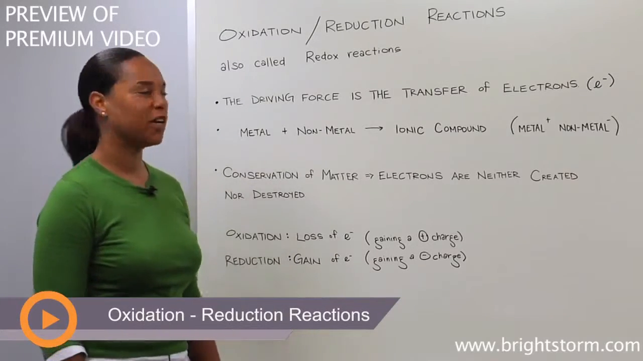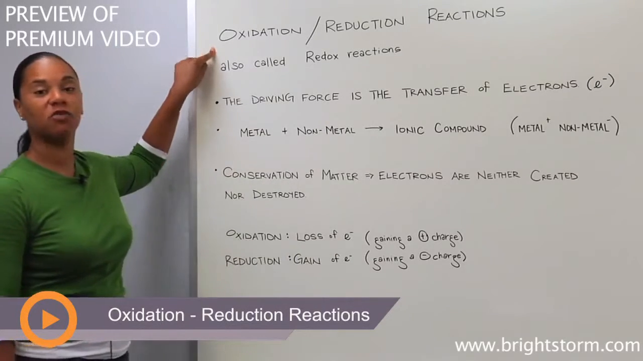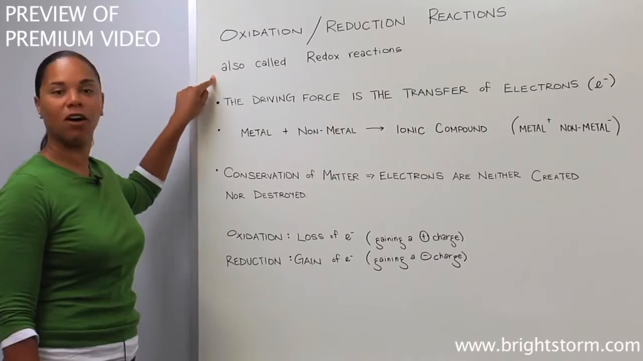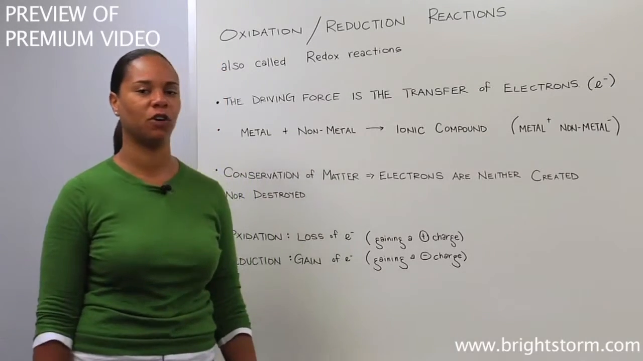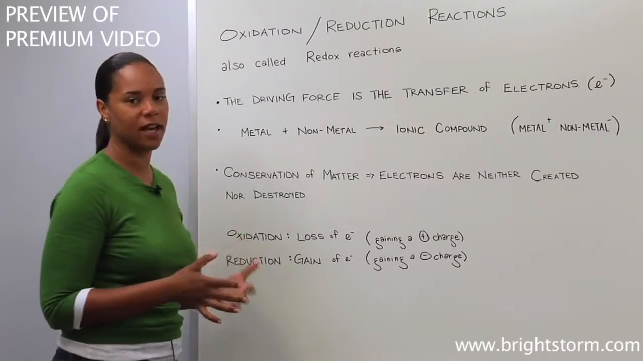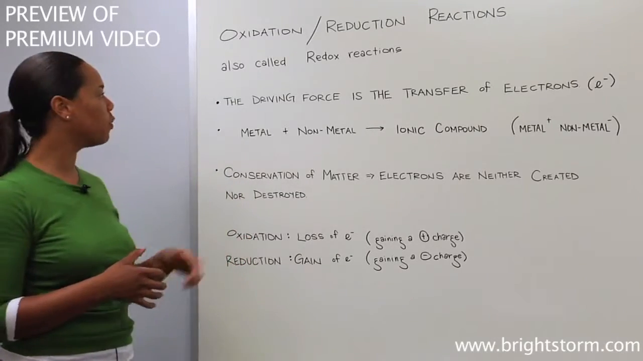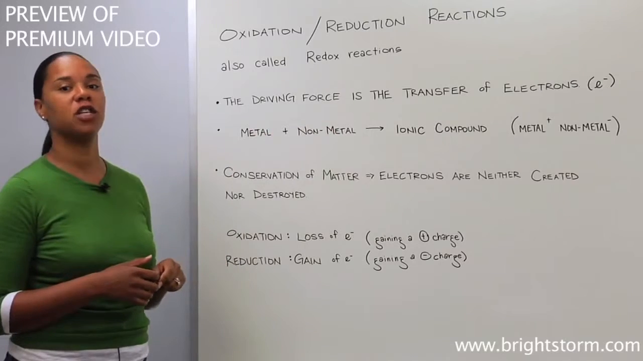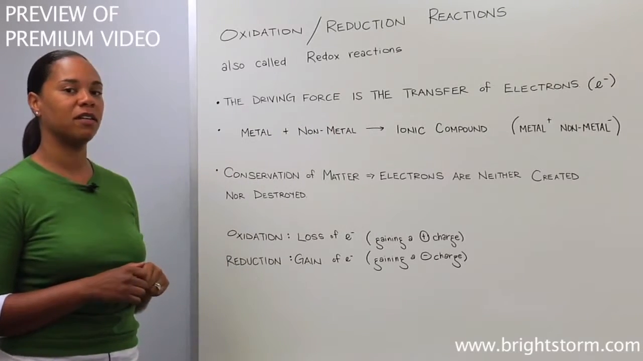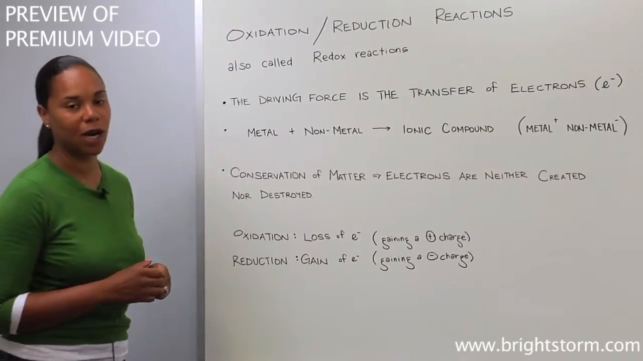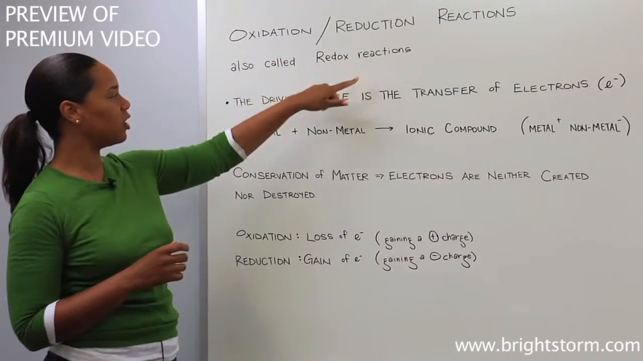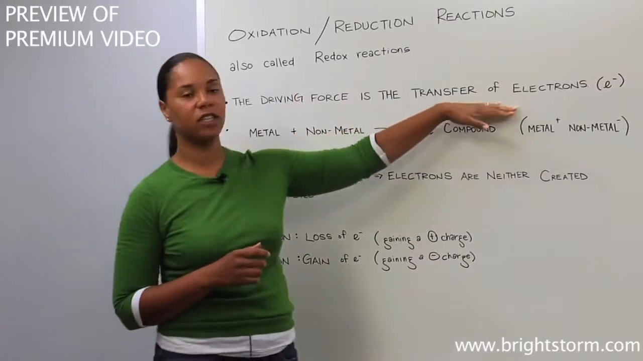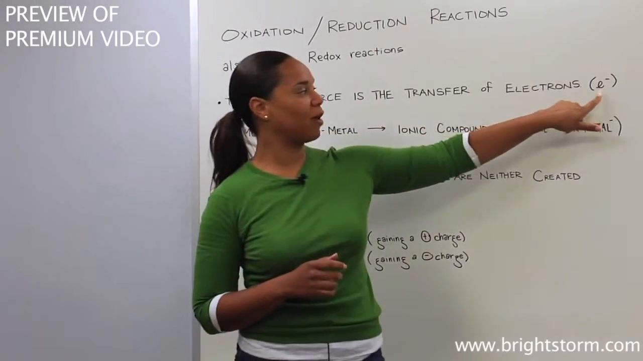Hi guys, so we're here talking about oxidation reduction reactions, which are also called redox reactions. You might recall that you've learned about other types of reactions, say a precipitate reaction for which the driving force is formation of a precipitate, or perhaps an acid-base reaction for which the driving force is formation of water. With an oxidation reduction reaction, the driving force is the transfer of electrons, which throughout this section I'll denote as E minus.